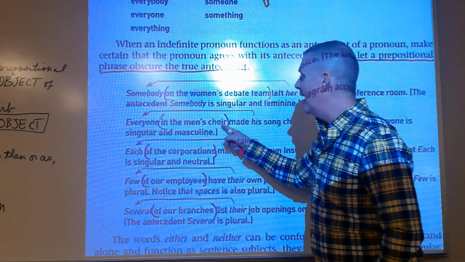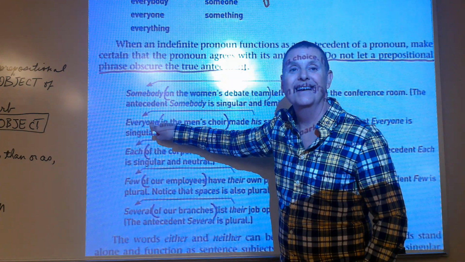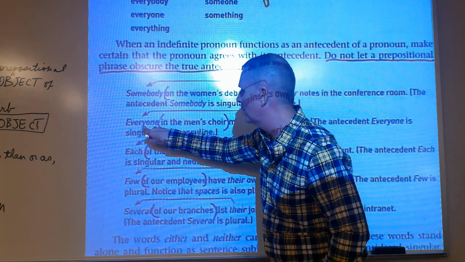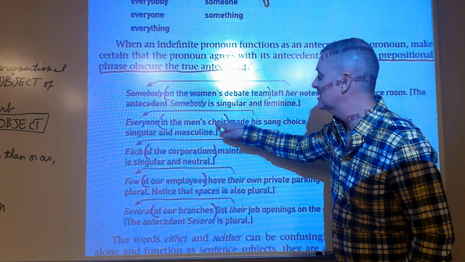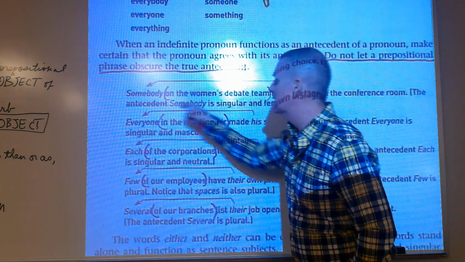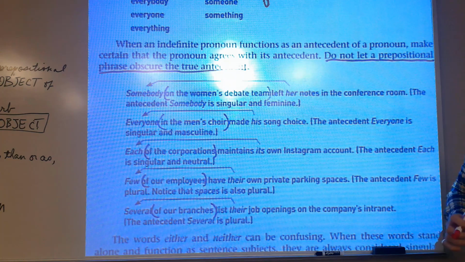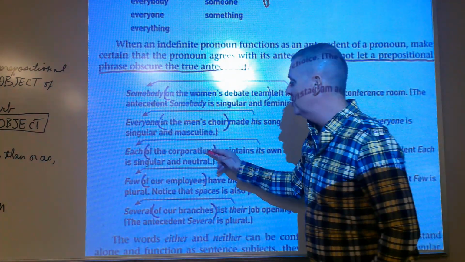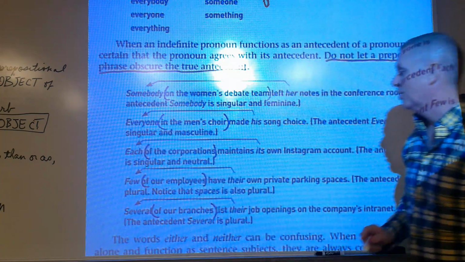Everyone in the men's choir. Well, there's plurality right there, but everyone is one word. It's considered to be singular. It's an indefinite pronoun that's considered to be singular. So we're going to use his or her, or in this particular case, since it's the men's choir, it's going to be his. Everyone in the men's choir made his, singular pronoun referring to the singular indefinite pronoun everyone. Same thing with each. Each of the corporations, each maintained its. It's a neuter gender here.